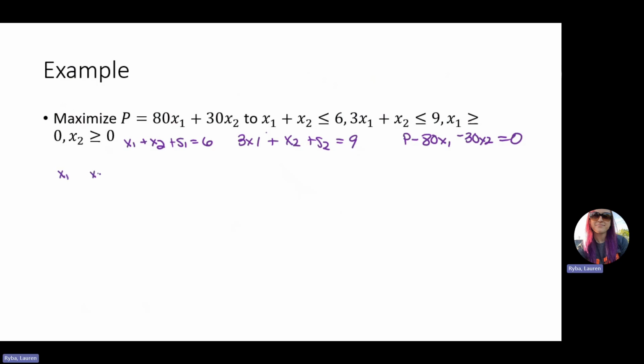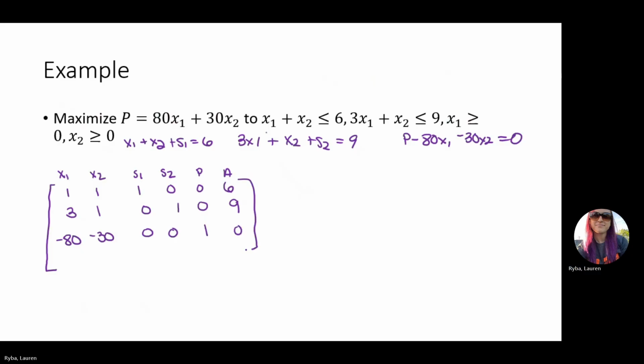So x1, x2, s1, s2, P, answer. So 1, 1, 1, 0, 0, 6. 3, 1, 0, 1, 0, 9. Negative 80, negative 30, 0, 0, 1, 0. So again, just putting the coefficients, and if it's a variable that's not in your equation, put a 0. So the first one doesn't have an S2 or a P, so it gets 0 in those slots.